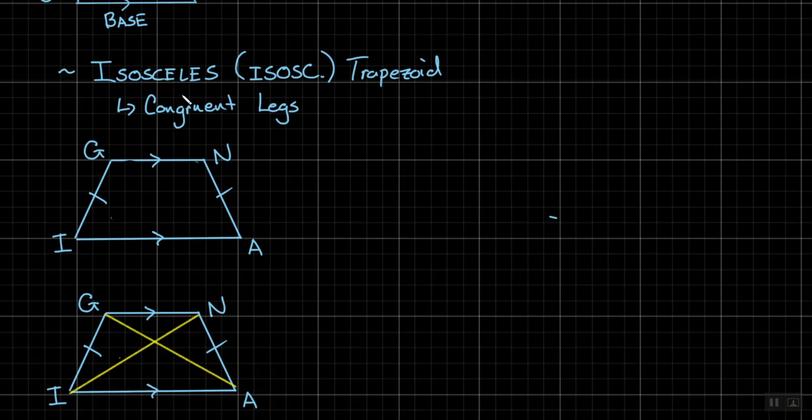Oh, the other one. The legs are congruent. Those two are isosceles triangles. I'm going to give you guys a hint, and then we're going to do the thing.